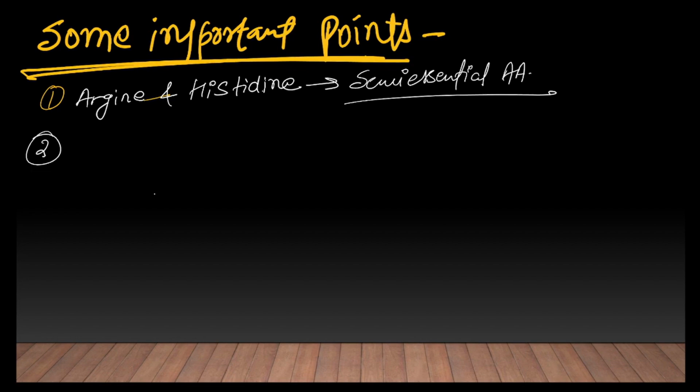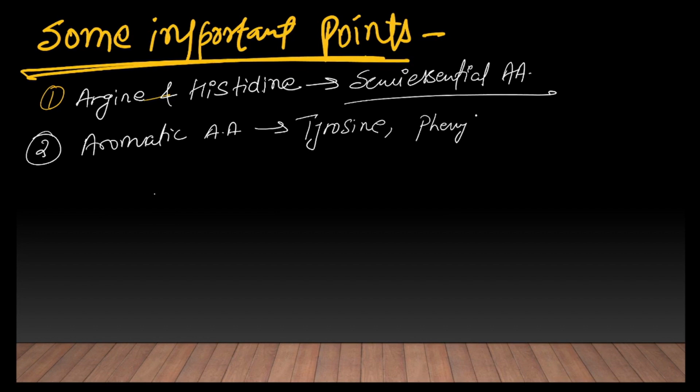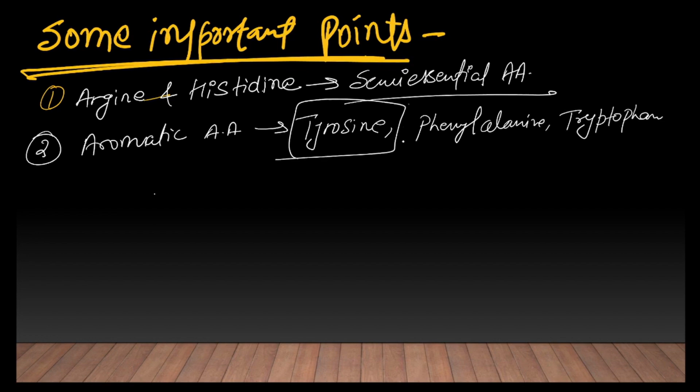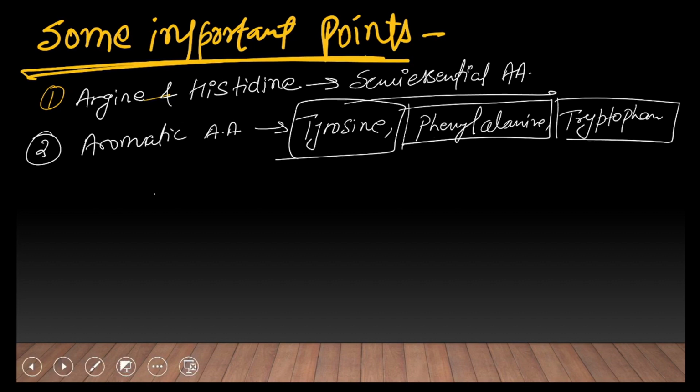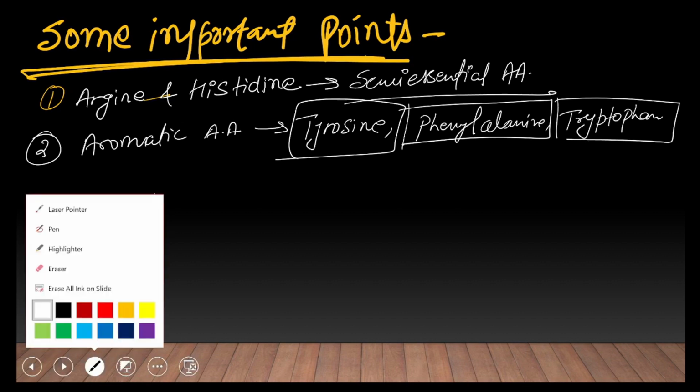Actually the second point is that one, which I already discussed, but you write as a second point the aromatic amino acids. The examples are tyrosine, phenylalanine, okay, and tryptophan. And you must know the remembering trick. What is the trick? Tie, feed, try. To learn the aromatic amino acids, the trick is tie, feed, try.